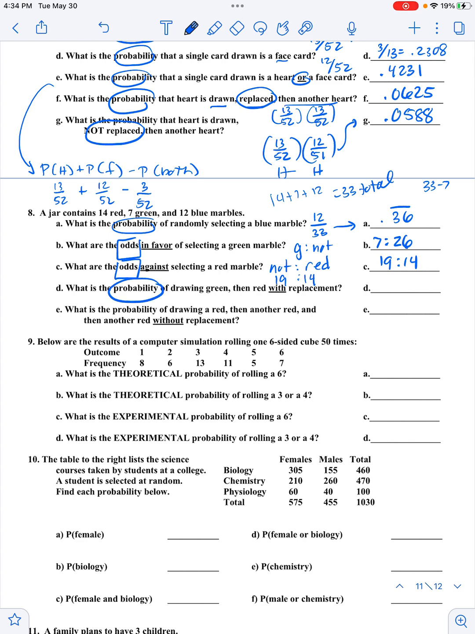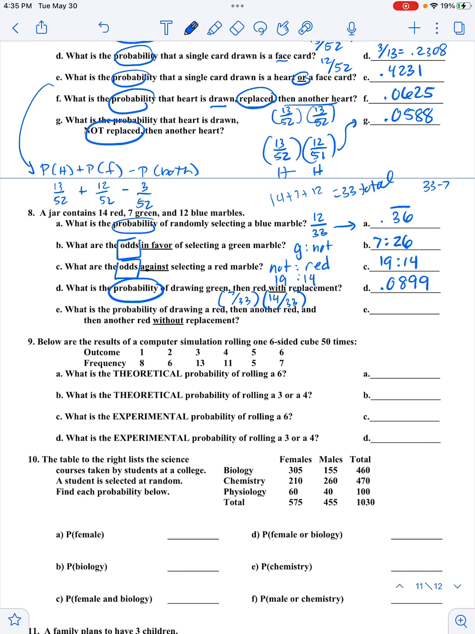Now we're back to probability, where we're going to compare to the total. A green and then red with replacement. So probability of green is going to be 7 green out of 33. Then next you're trying to get red. So taking one green one doesn't change the fact that there's still 14 reds left. But now I only have 30, oh, it says with replacement. So I'd still have 33 of the marbles. And when I multiply those together, I got 0.0899.